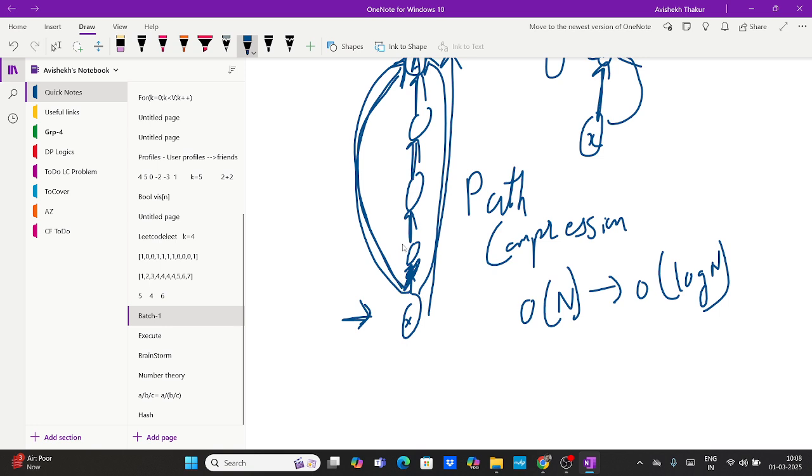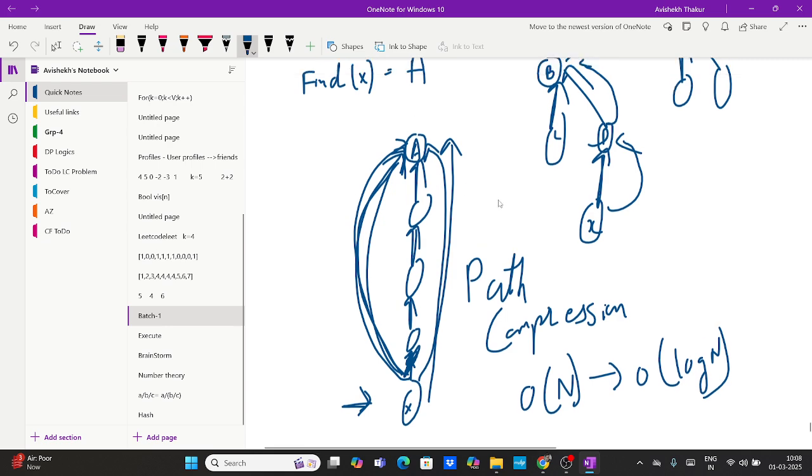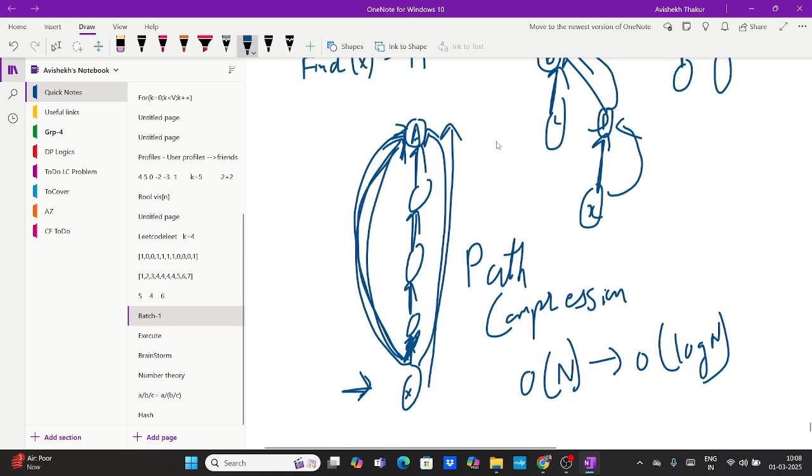Okay, although you can see this is kind of constant time, you still connect some other nodes also, right? Let's say there was this big tree and there was another big tree which came into the picture. Suddenly you attached this. Now again you have the max length of this, right? So path compression almost takes log n.